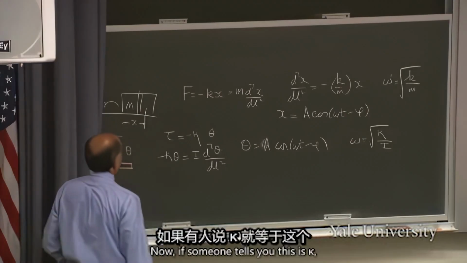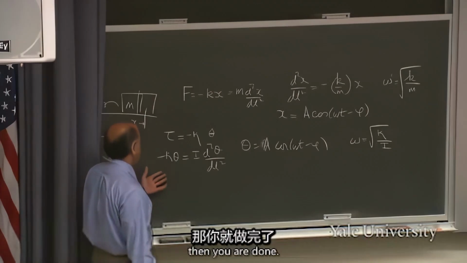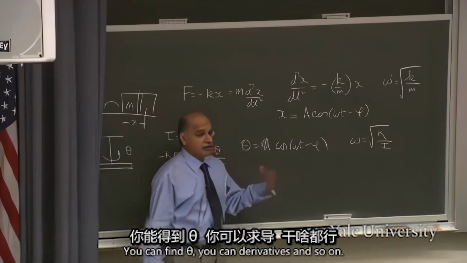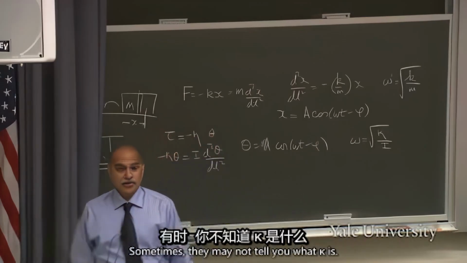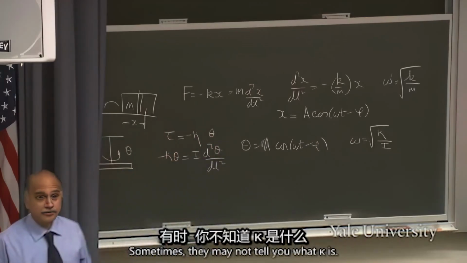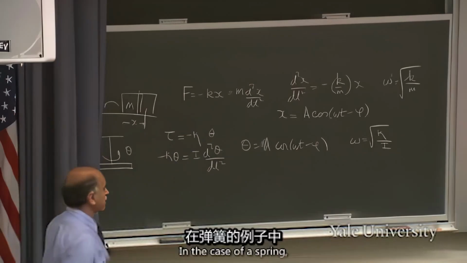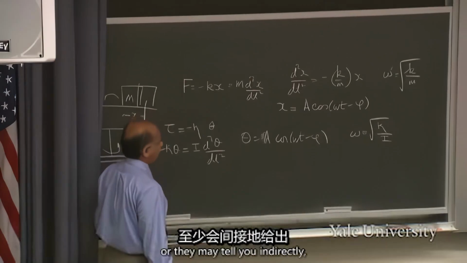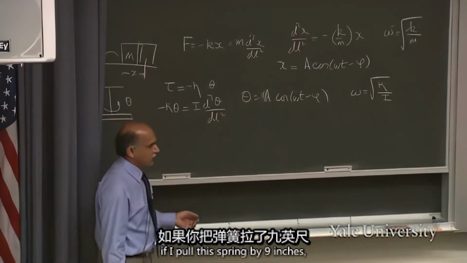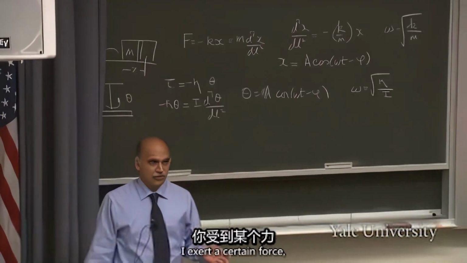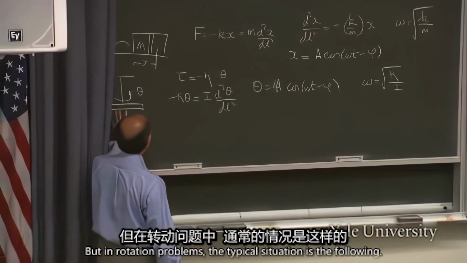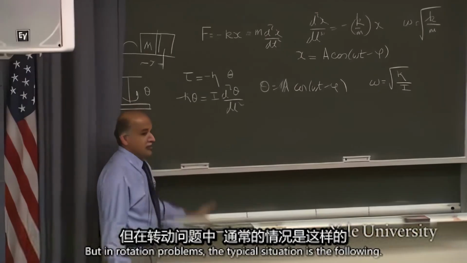Now, if someone tells you this is kappa, then you're done. You just stick it in and mindlessly calculate all the formulas. You can find theta, you can take derivatives, and so on. Sometimes they may not tell you what kappa is. In the case of a spring, they would have to give you k. Or they may tell you indirectly, if I pull the spring by 9 inches, it exerts a certain force. They're giving you F and they're giving you x, and you can find k. But in rotation problems, the typical situation is the following.